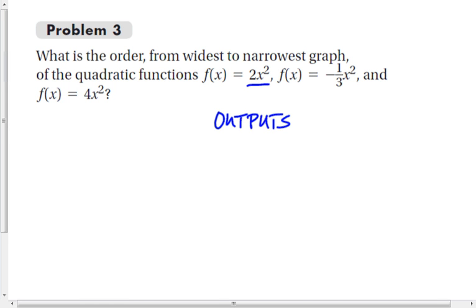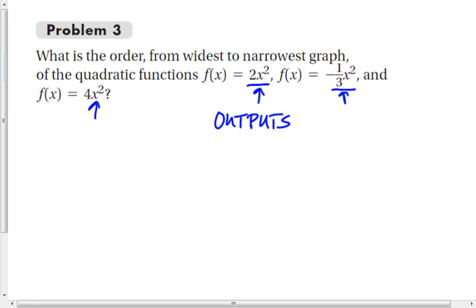So in this one, the outputs are squared then doubled. In this one, the outputs are squared multiplied by negative 1/3, which is like dividing by 3. So the outputs are definitely going to be smaller here than the outputs of this one for the same number. And then this one, the outputs are quadrupled and multiplied by 4, otherwise the same.